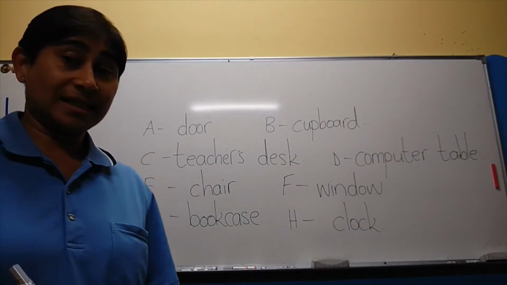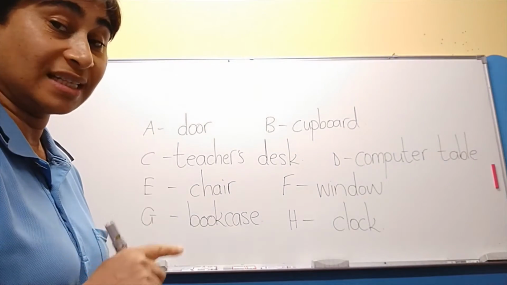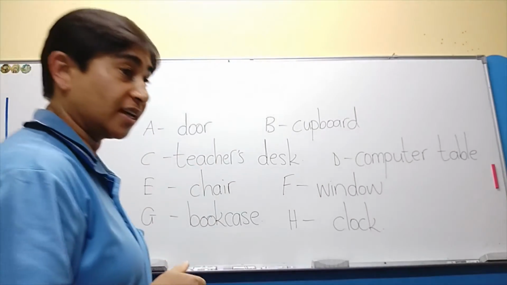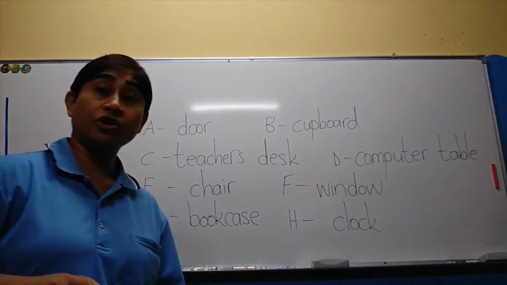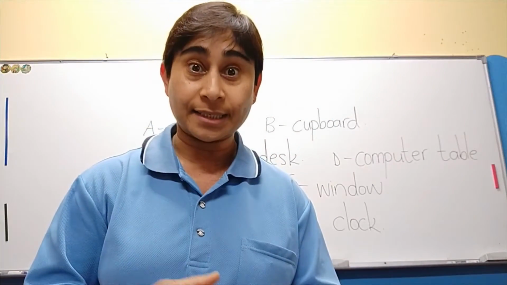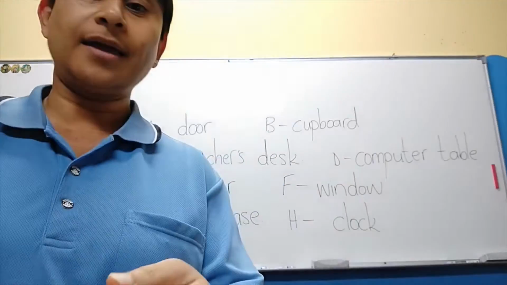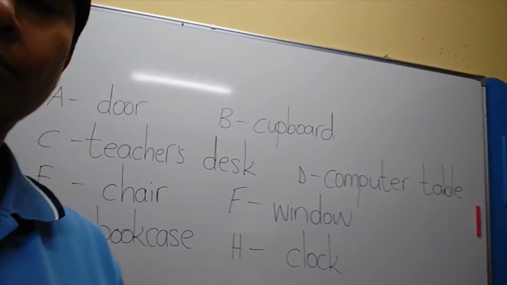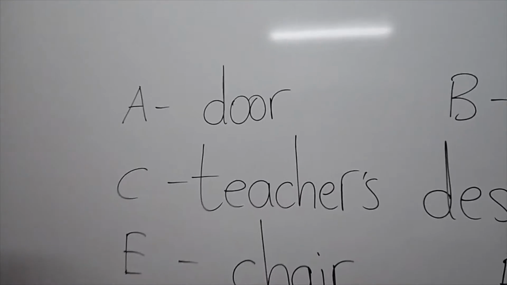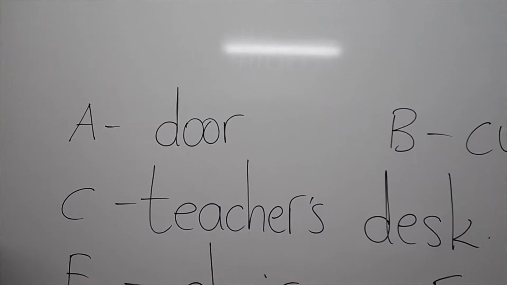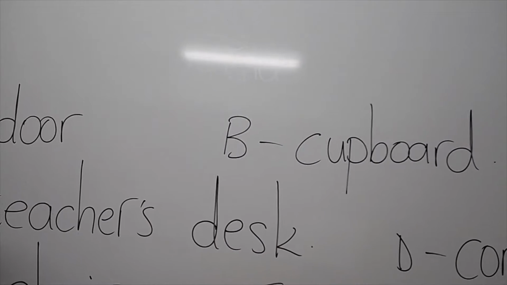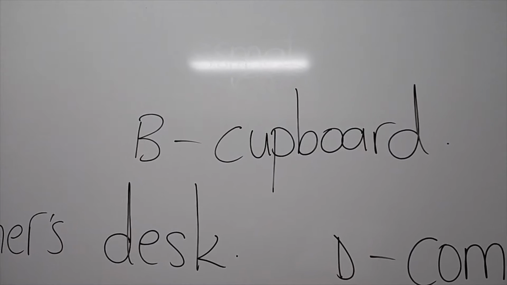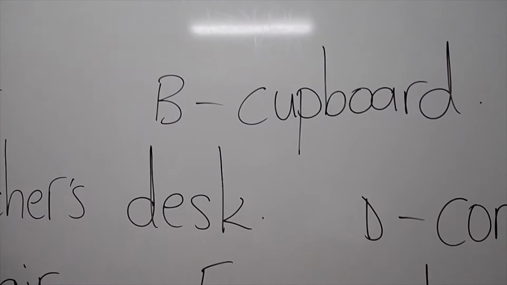Okay, so these are key words. You need to listen for these words in your conversation. All right? So I'm going to zoom in, go and check it carefully. Make sure your spelling is correct. Okay, let's go check it out again. You've got A, door, B, cupboard.